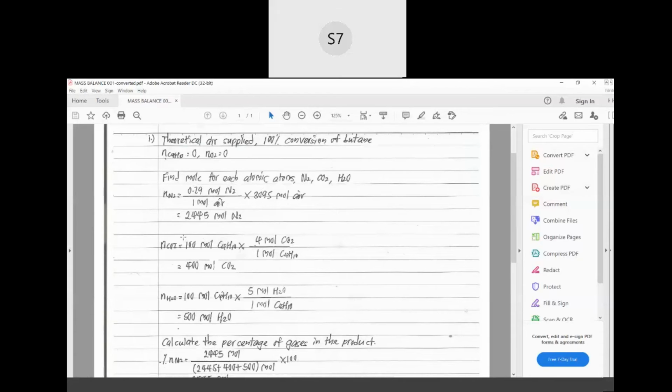For mole of carbon dioxide, you calculate 100 mole of butane times 4 mole of carbon dioxide over 1 mole of butane, then you get 400 mole of carbon dioxide. For mole of water, calculate 100 mole of butane times 5 mole of water over 1 mole of butane, then you get 500 mole of H2O. Faham kah?